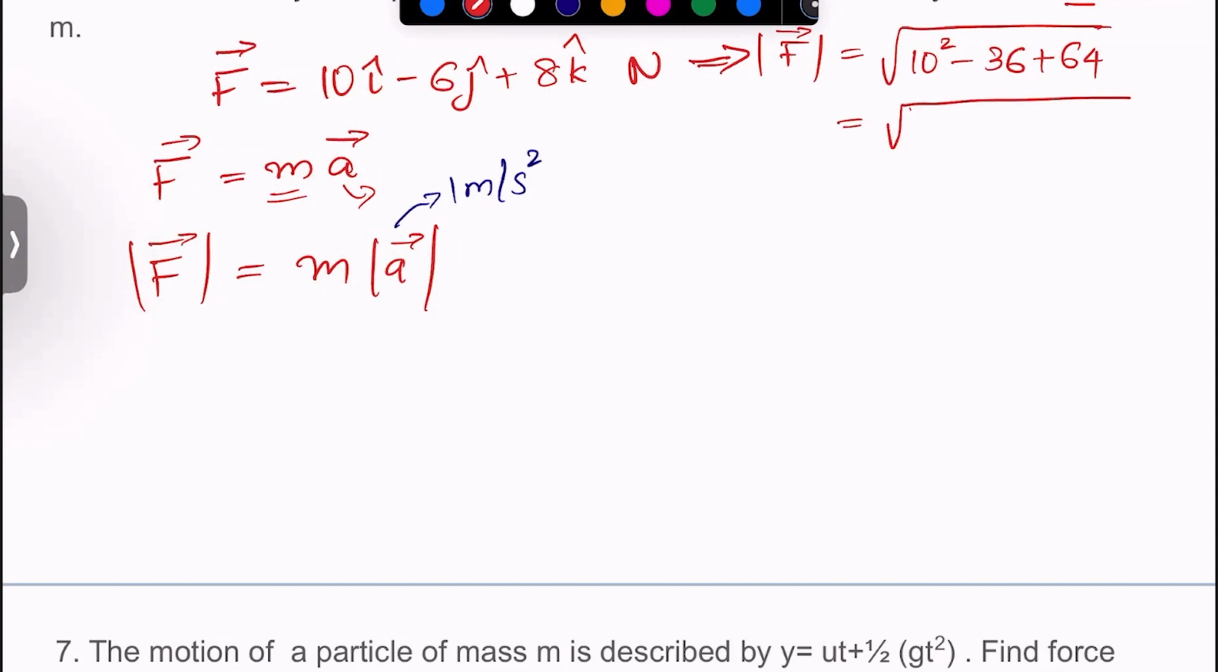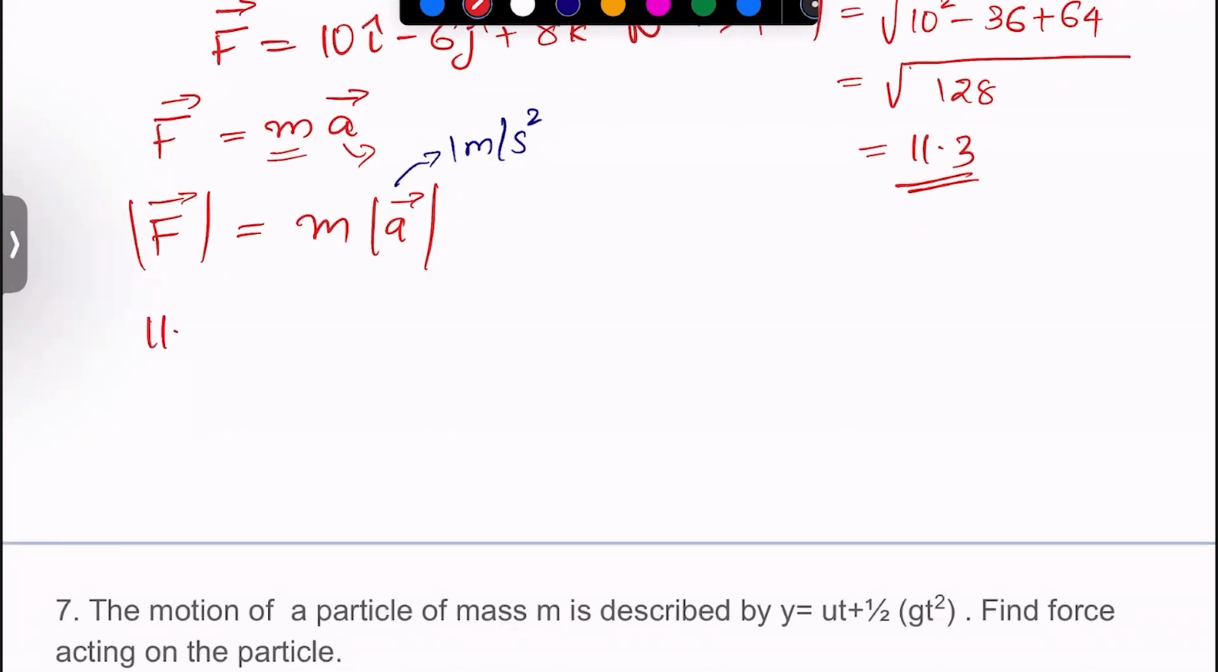Root of 100 minus 36 plus 64. 100 minus 36 plus 64 is equal to 128. So that is root of 128, approximately 11.3. Now 11.3 equals mass times 1, so mass equals 11.3 kilogram.